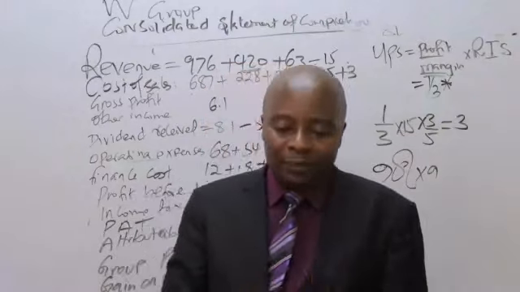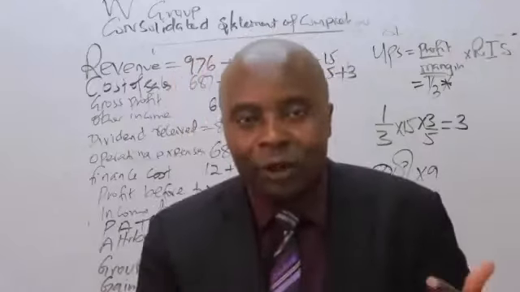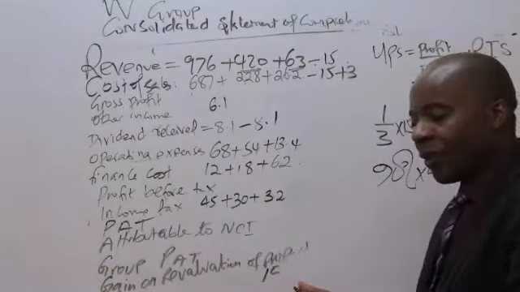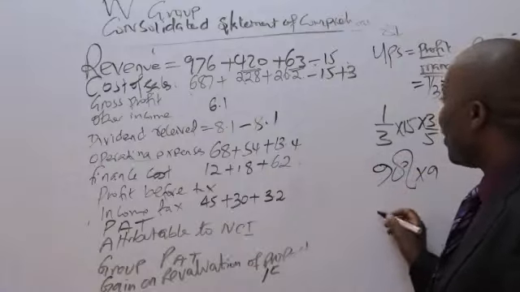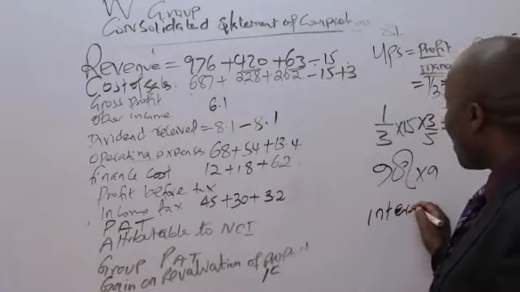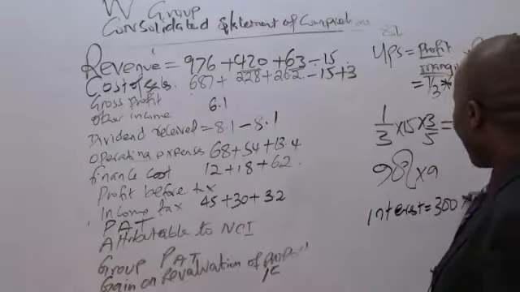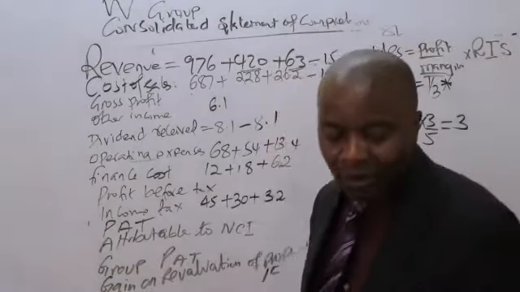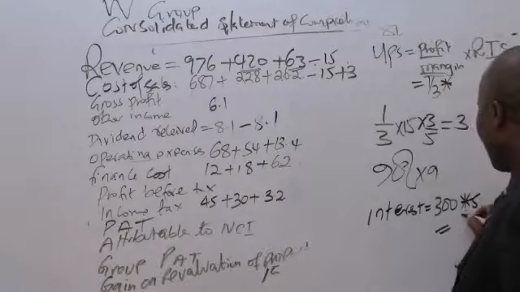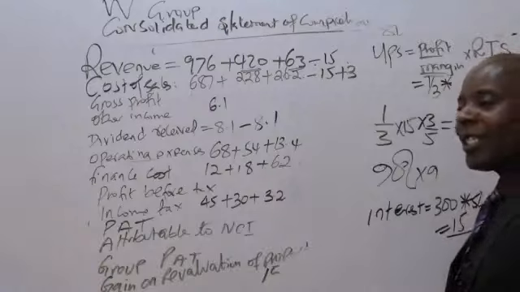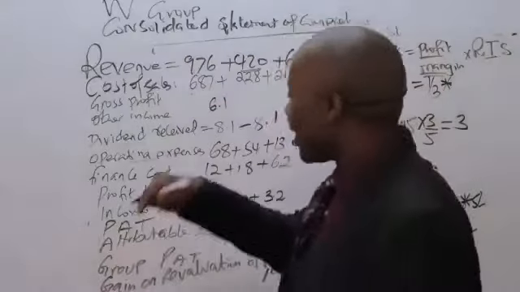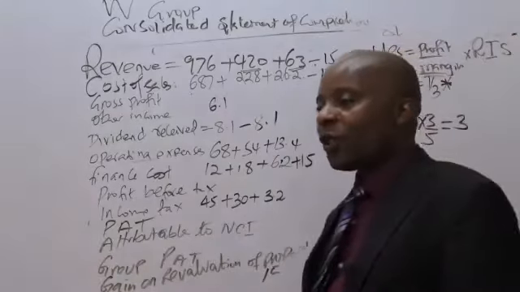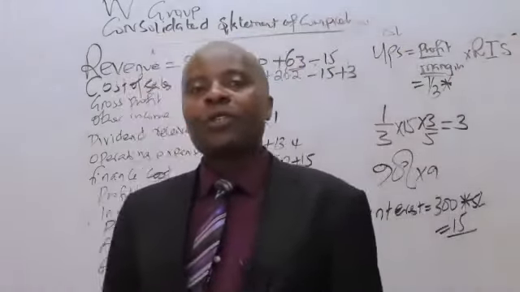Could you kindly give me the interest payable there? The amount is 300 million, and the percentage is 5%, isn't it? Already people have given me 15. Thank you very much, 15 million. Remember, interest is a finance cost. Go to the finance cost and put that 15 there. Interest is a finance cost.